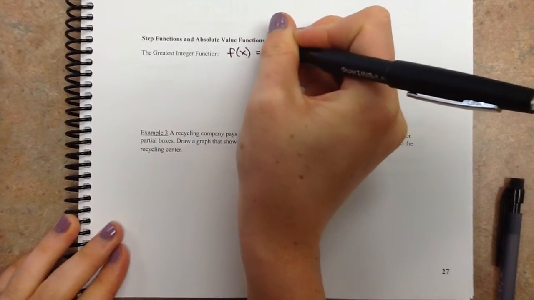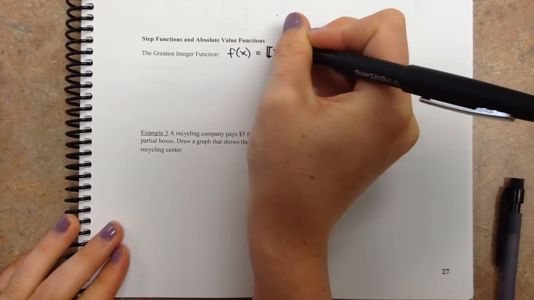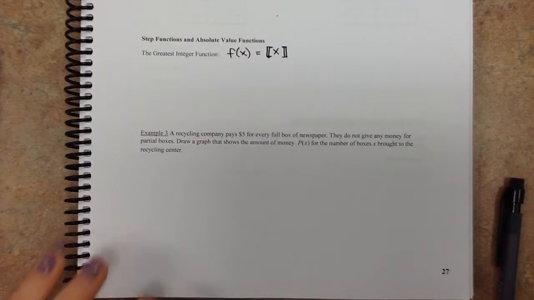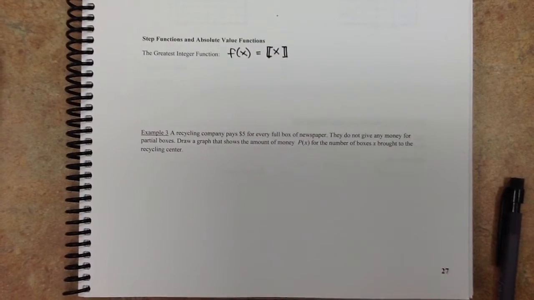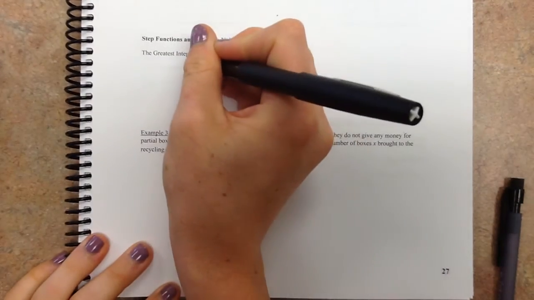We have these double brackets like this, and then an X in the middle. So it's like a big bracket, and then you put an extra line in it. Whenever you see that symbol, that stands for the greatest integer function. What it does is it basically takes the decimal and chops it off.